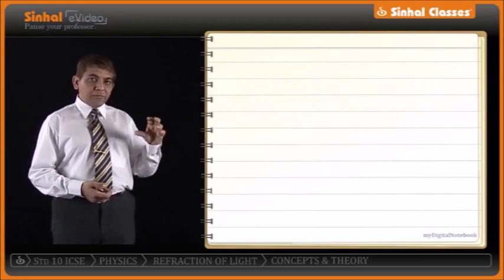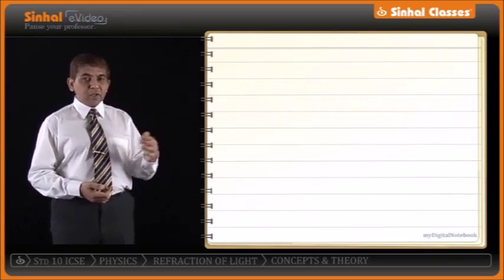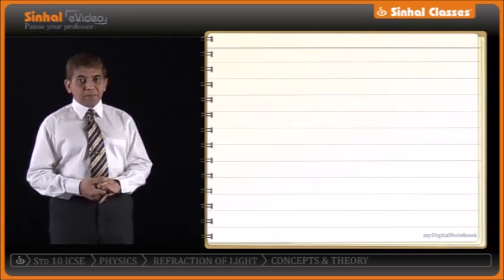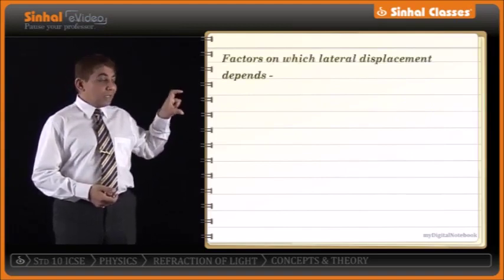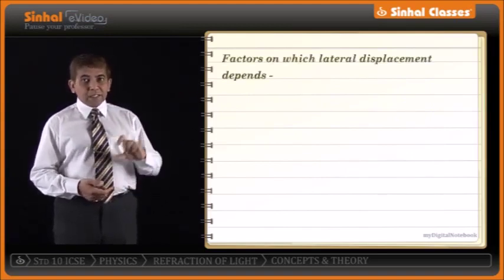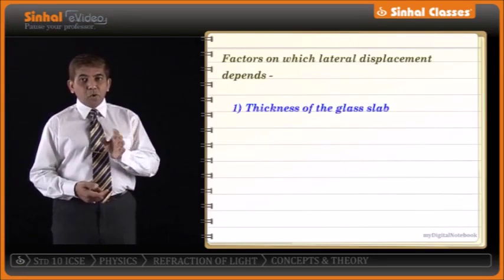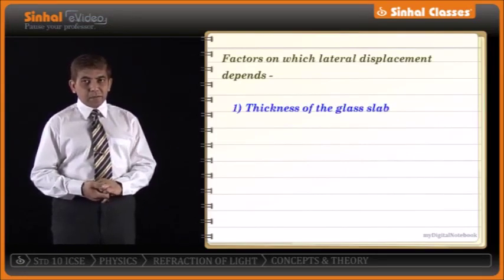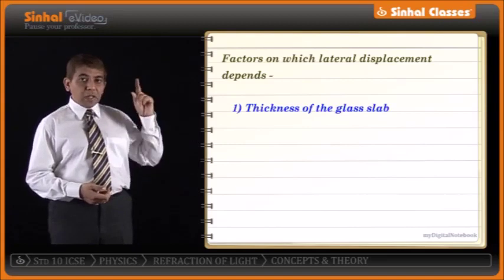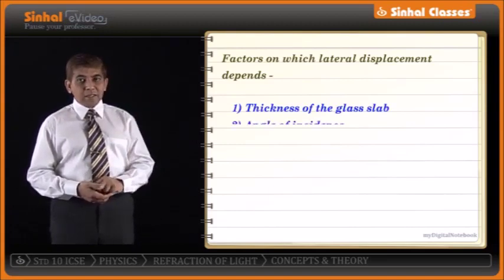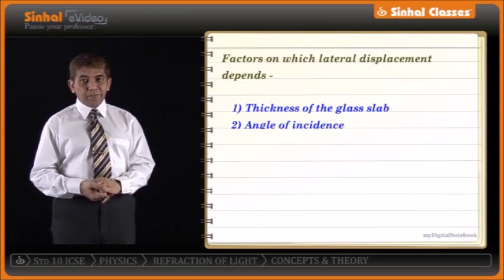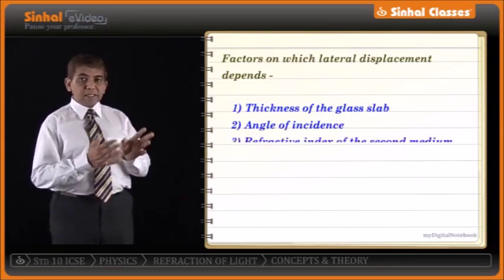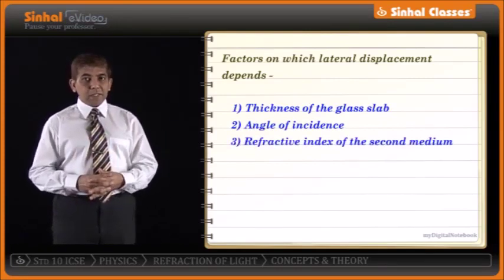When we study lateral displacement, we have factors on which lateral displacement depends. Lateral displacement definitely depends on the thickness of the glass slab. Thicker the glass slab, more is the lateral displacement. It also is dependent on angle of incidence. It also is dependent on the refractive index of the second medium. So we see that these factors affect lateral displacement.